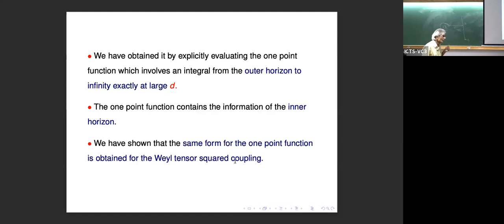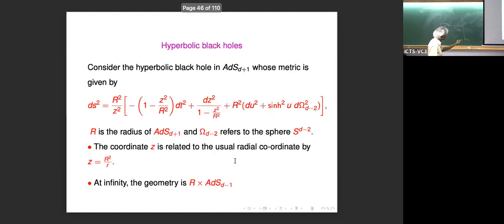So let's see now. There's one more example, the hyperbolic black holes. So you consider the hyperbolic black hole in AdS. This is a black hole whose boundary theory lies on R times AdS_{d-1}. There is a particular slicing of AdS basically. It admits a horizon, and you can have a 1 over d expansion.